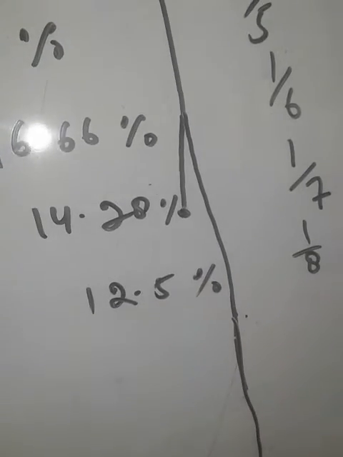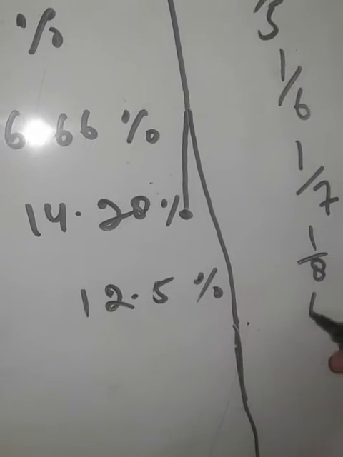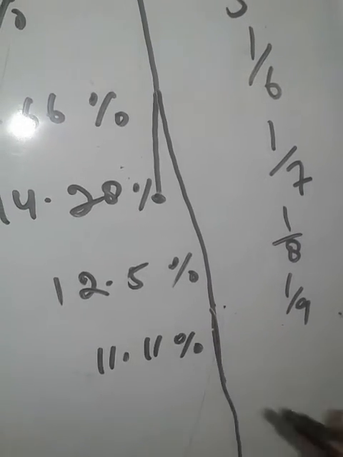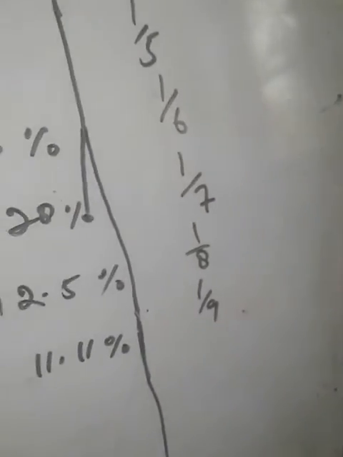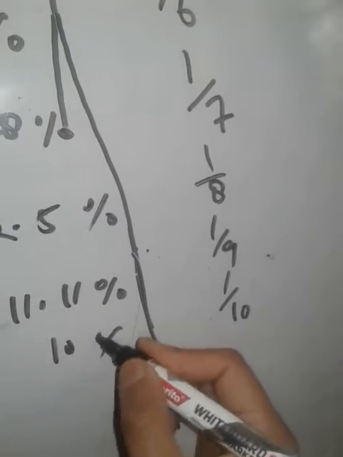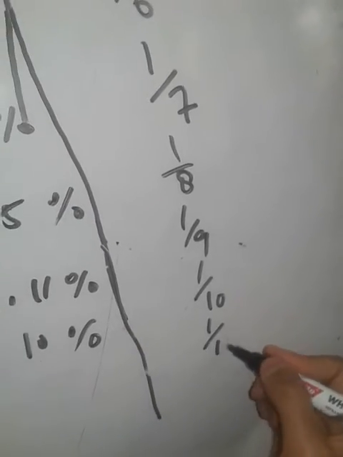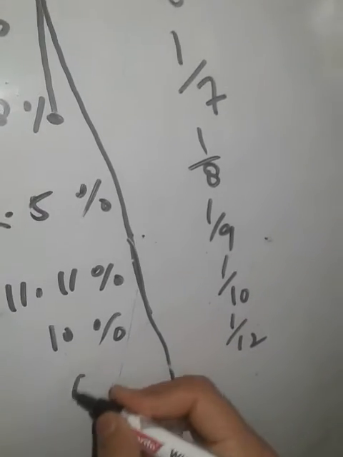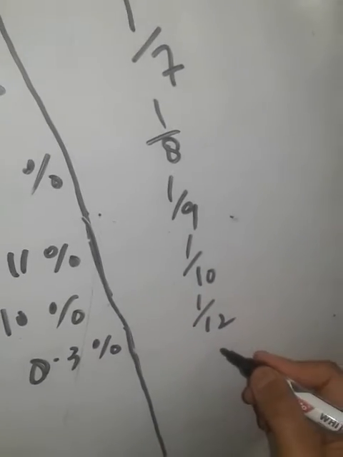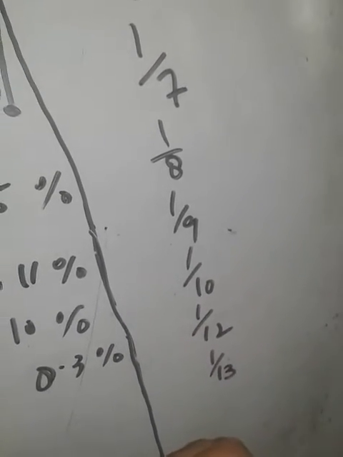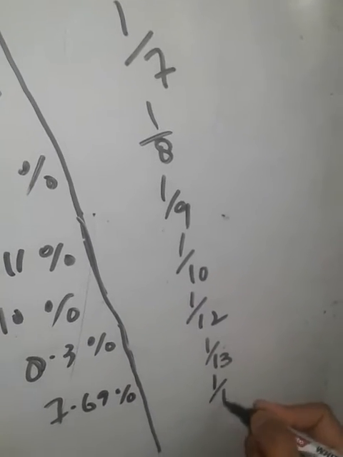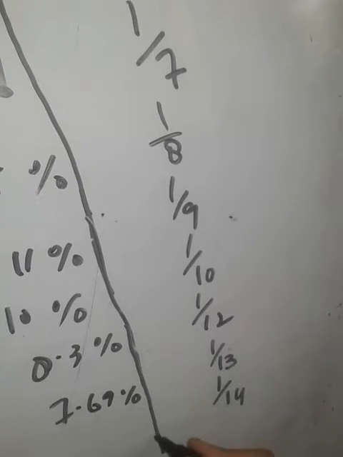Next, what is 1 by 9? It is 11.11%. We will do some questions later. What is 1 by 10? Simple, it is 10%. You know it. What is 1 by 12? 1 by 12 is 8.33%. What is 1 by 13? 1 by 13 is 7.69%. What is 1 by 14? It is 7.14%.